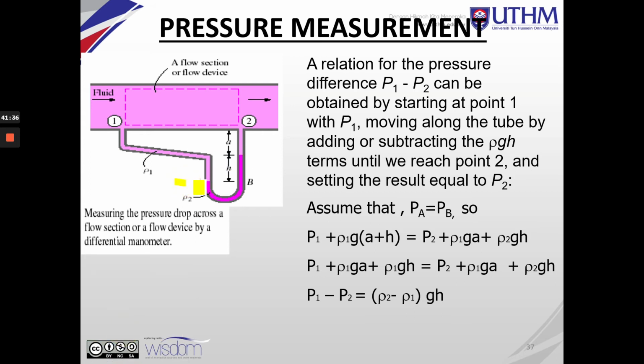At this line here, using Pascal's law, PA is equal to PB. The pressure at A is equal to the pressure at B here. So we get this equation.